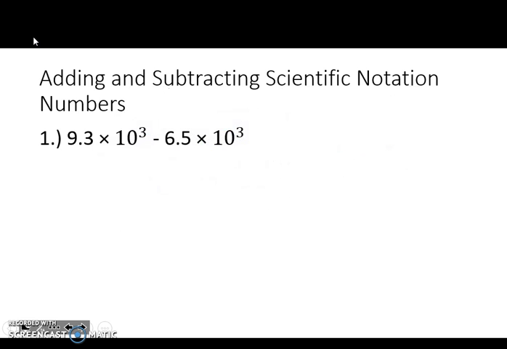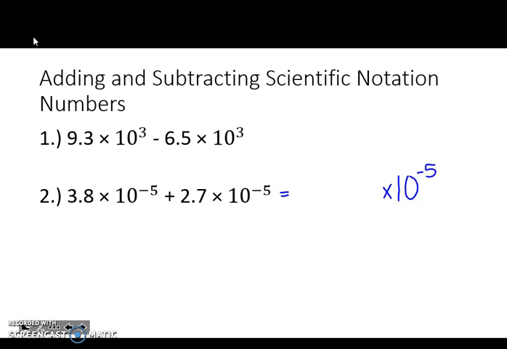Okay, so let's look at another one. So if I have 3.8 times 10 to the negative fifth plus 2.7 times 10 to the negative fifth, I'm going to go ahead and bring over my exponent and my base of 10. And then I have to add my leading coefficient. So I'm going to take 3.8 plus that 2.7, and I get 6.5.